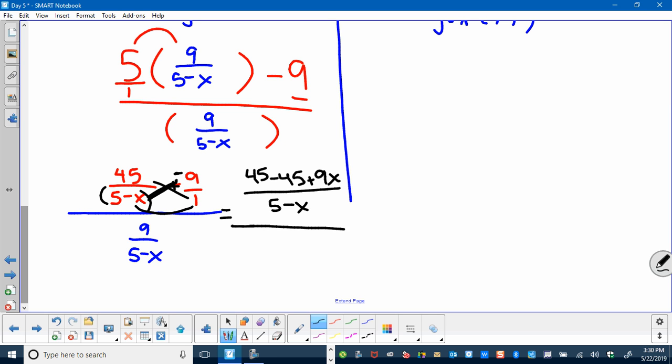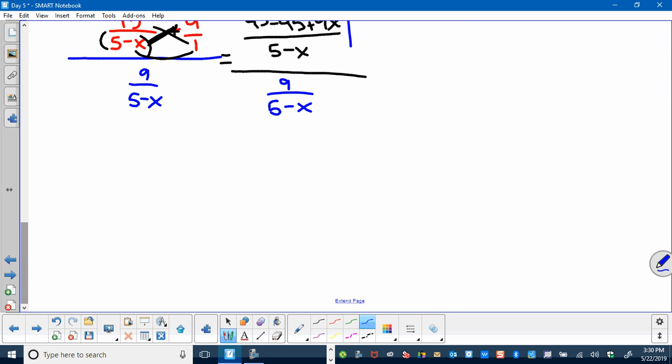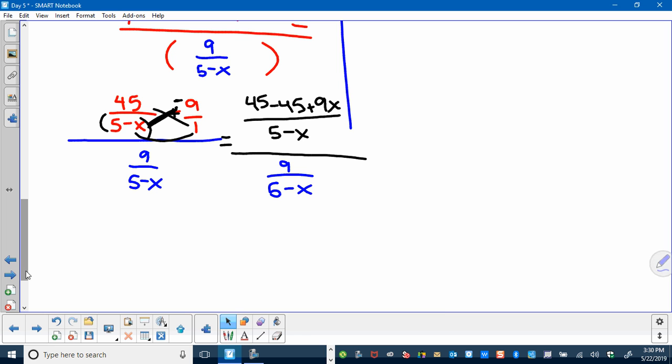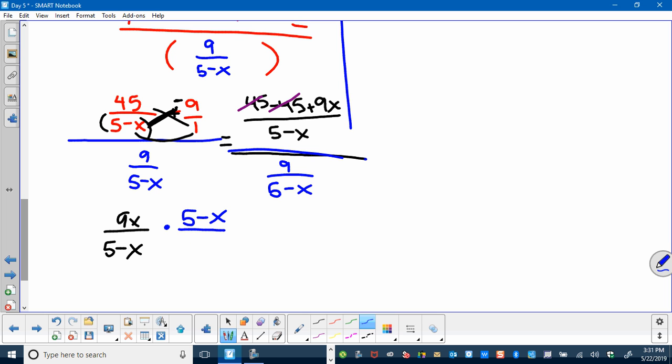Again, that was just the top. We have that blue bottom on right now. So 5 minus x, 9 over 5 minus x is on the bottom. I need so much space for this. One thing I do notice is starting to look good is 45 minus 45. So really, when we copy down that black fraction on the top, I have 9x over 5 minus x. Then I'm actually just going to keep change flip right now. I'm going to change that divide to multiply and flip that blue fraction over.